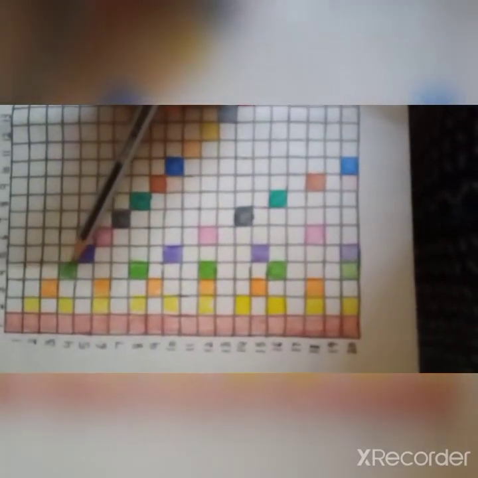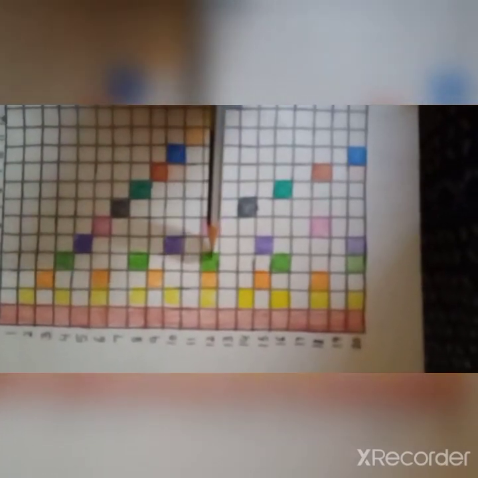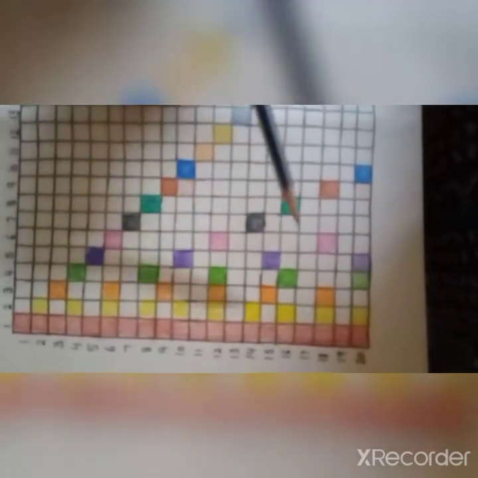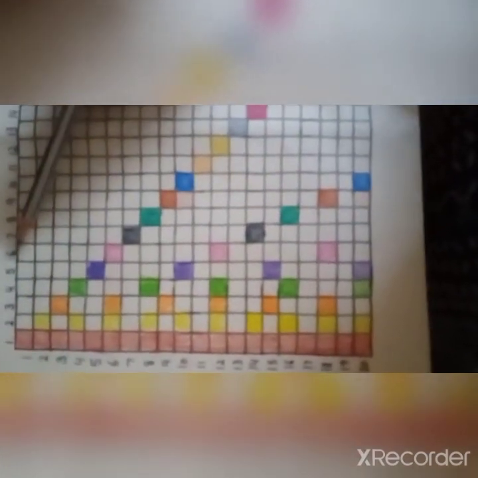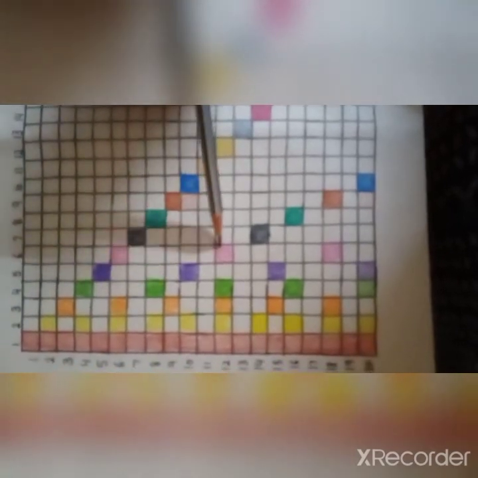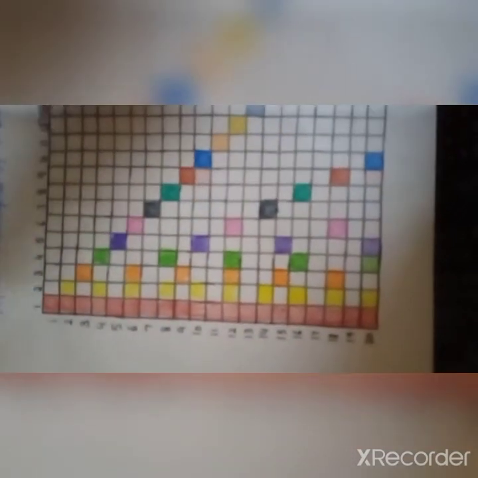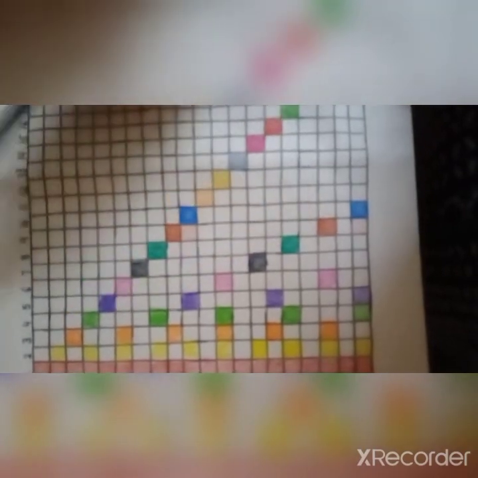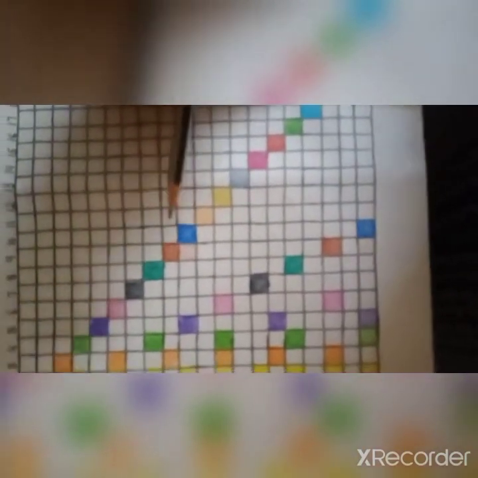The multiples of 4 are 4, 8, 12, 16, 20. The multiples of 5 are 5, 10, 15, 20. The multiples of 6 are 6, 12, 18. The multiples of 7 are 7, 14. The multiples of 8 are 8, 16. The multiples of 9 are 9, 18. The multiples of 10 are 10, 20.